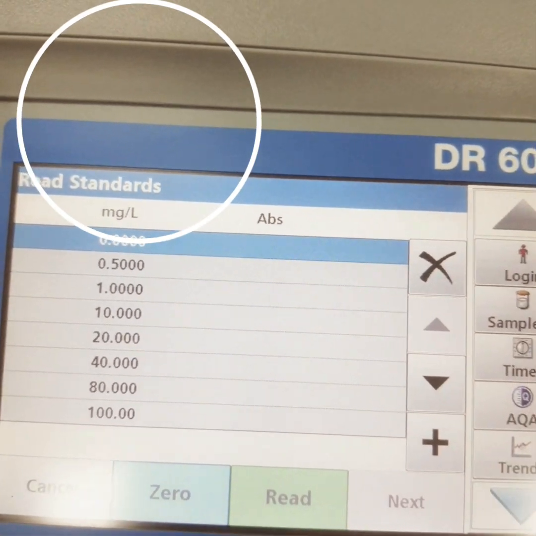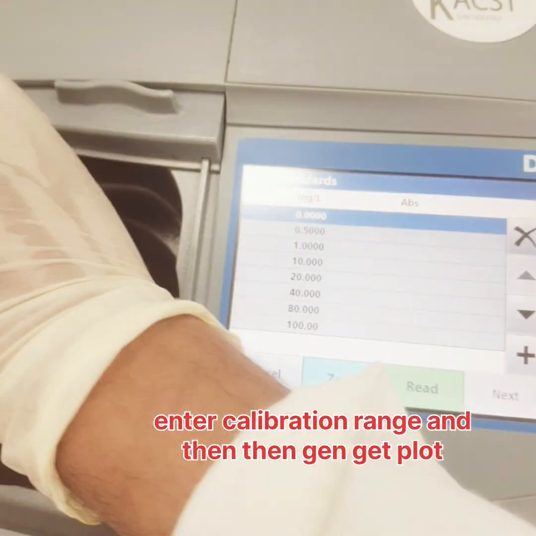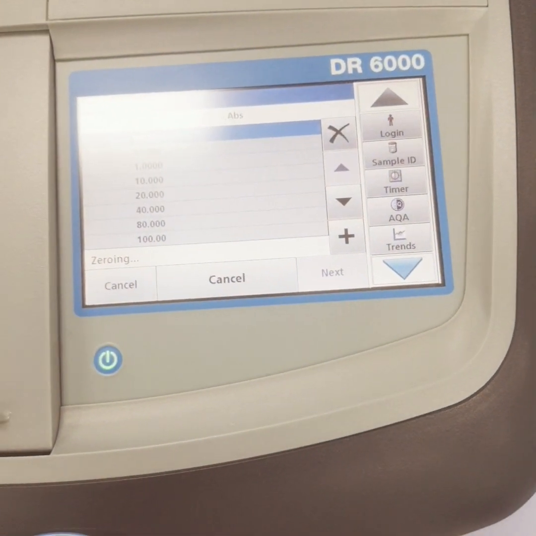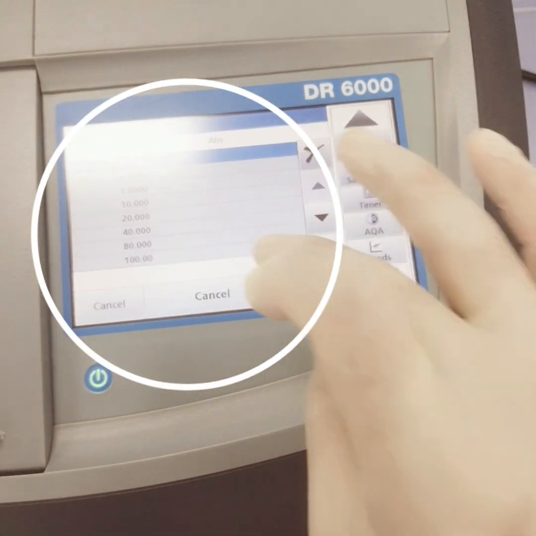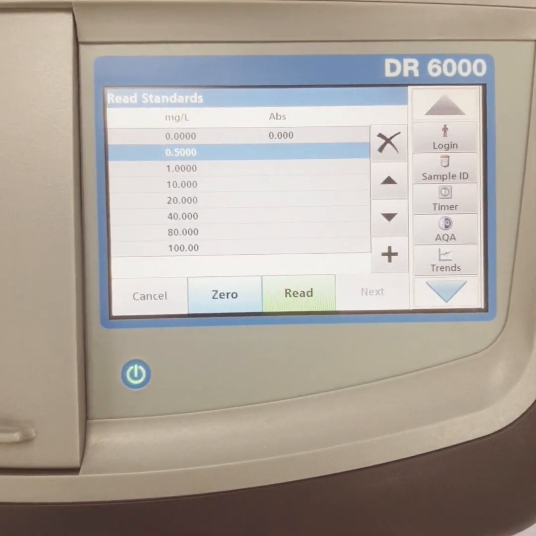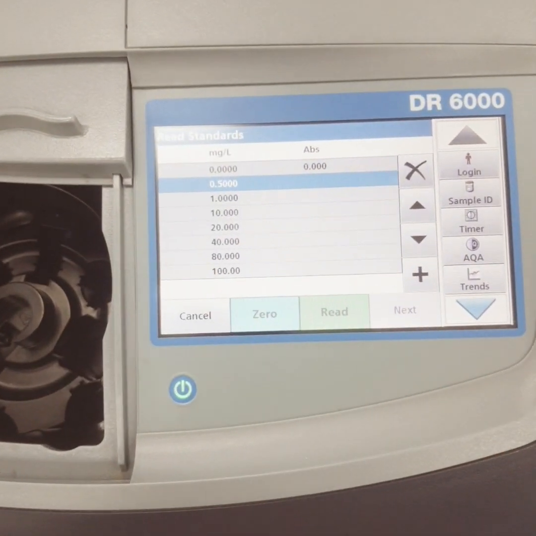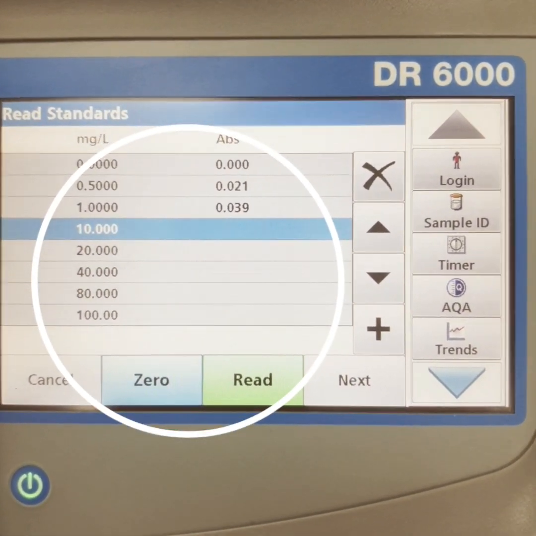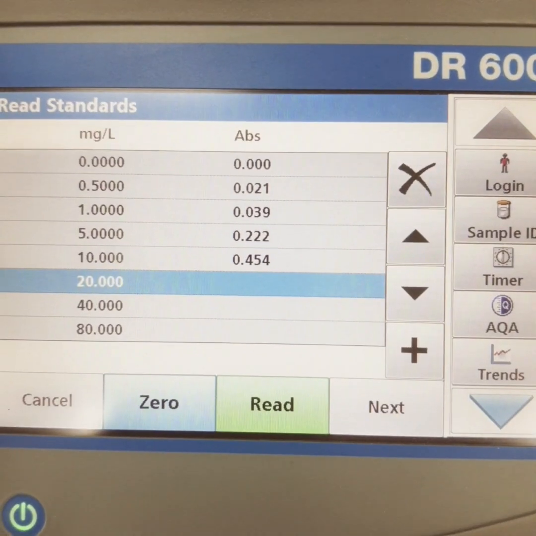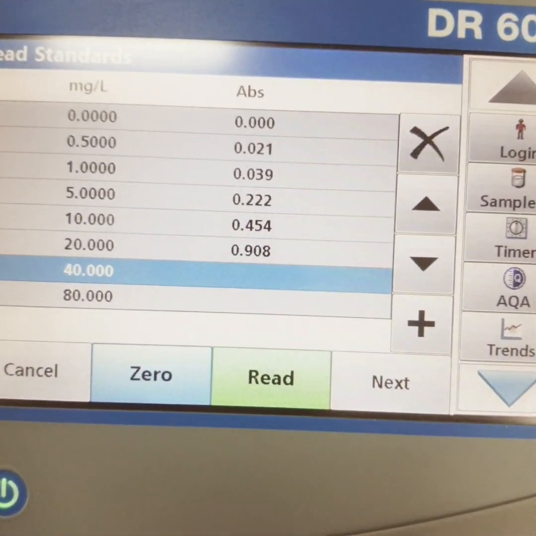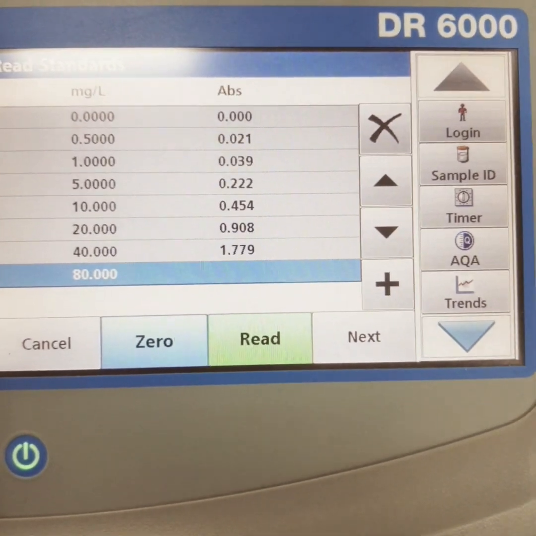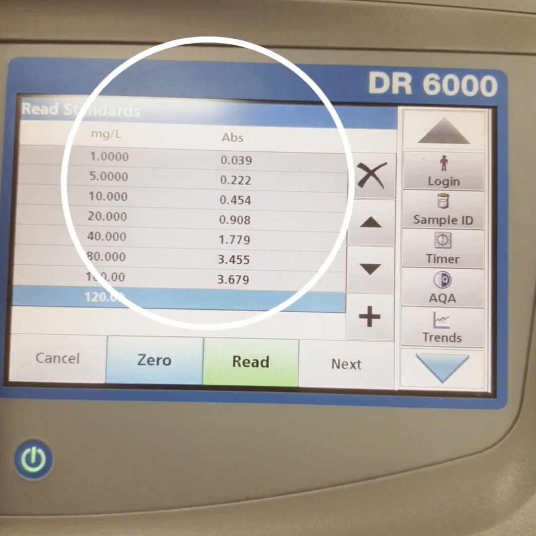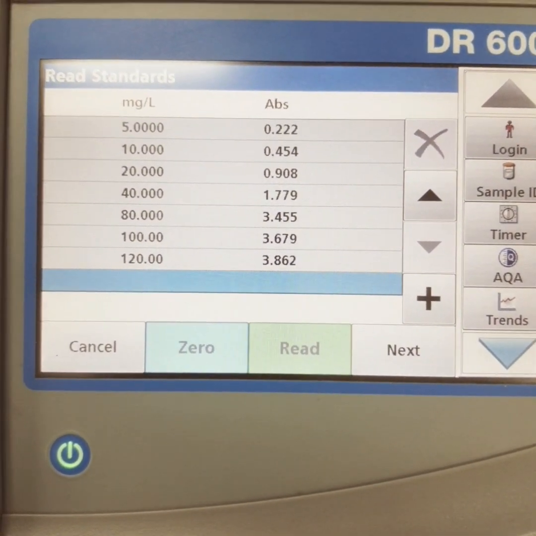We added the values here, and then we will start from the deionized water. I would say 0, then read, and then subsequently we will start from 0.5. So 0.5 shows 0.021, 1 shows 0.039, which is double of 0.5, 5 shows 0.22, 10 shows double of 5, 0.454, and 20 shows 0.908, 40 shows 1.779, then 3.455, 3.679, and 120 shows 3.862.